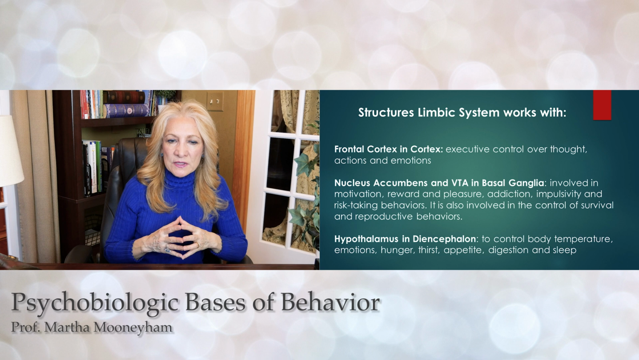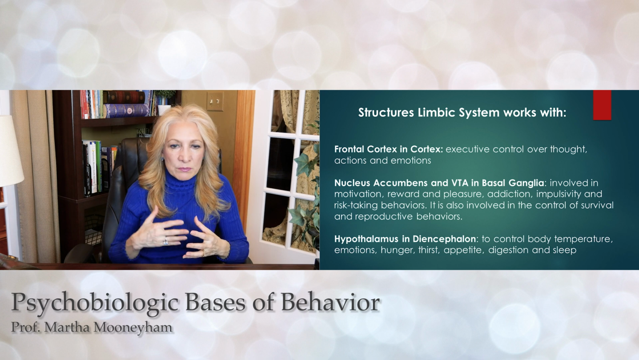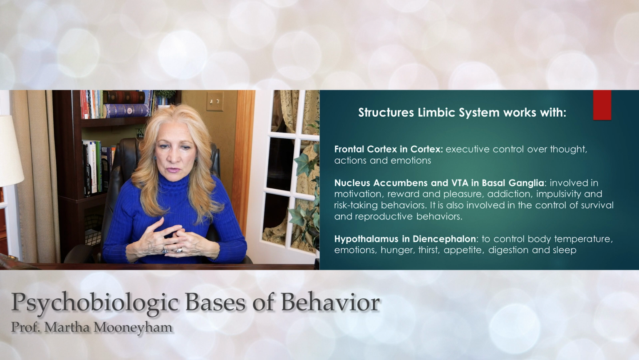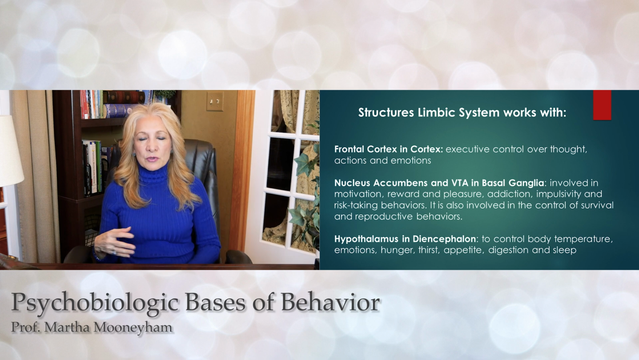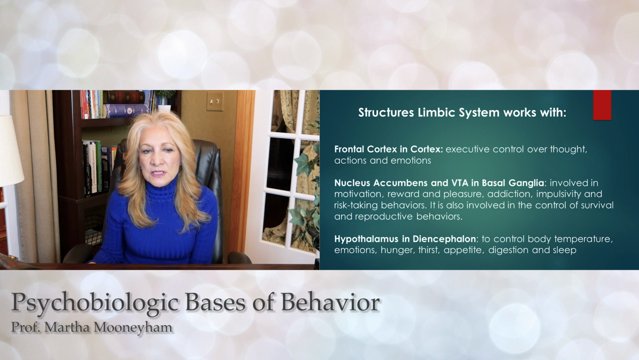The nucleus accumbens and the VTA, the ventral tegmental area in the basal ganglia, are involved with motivation, reward and pleasure, addiction, impulsivity, and risk-taking behaviors. It's also involved in the control of survival and reproductive behaviors. One interesting thing about impulsivity and risk-taking behaviors.